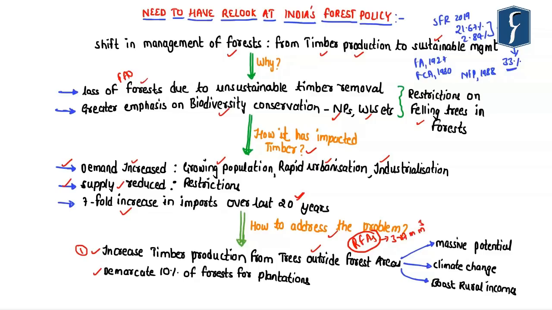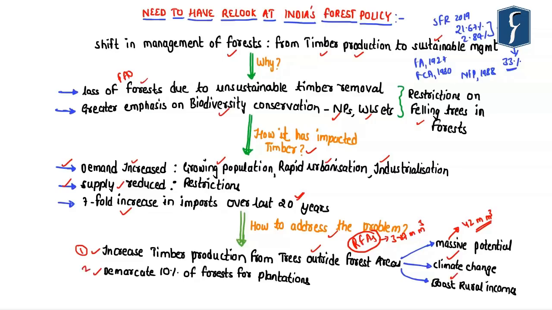On the other hand, the potential of harnessing the timber from the trees outside the forest area is actually as high as around 42 million cubic meters. At the same time, growing of trees outside the forest area will enable carbon sequestration and help us in mitigating the effects of climate change. Further, growing of trees outside the recorded forest areas would also give a boost to rural incomes.